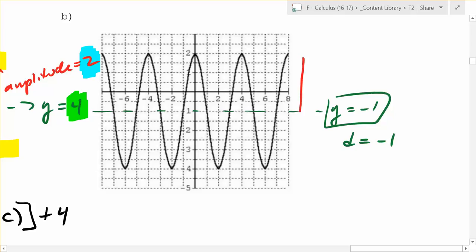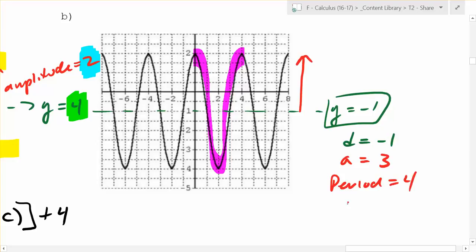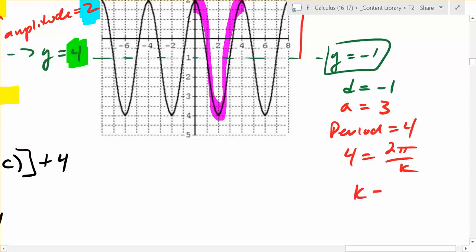Okay, how do you feel about these now? Amplitude here goes from -1 all the way up to 2. So the a is what? 3. And then what is 1 period? So it goes down and all the way up to here. The period is what? The period is 4, right? So 4 is equal to 2 pi over k. So what does k equal? 2 pi over 4, which is pi over what? 2.